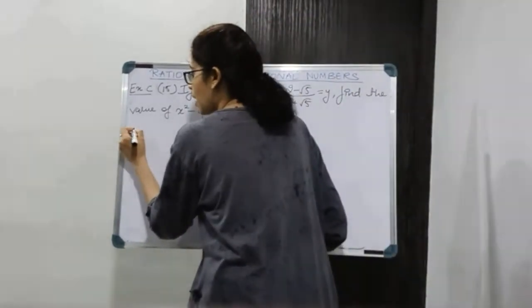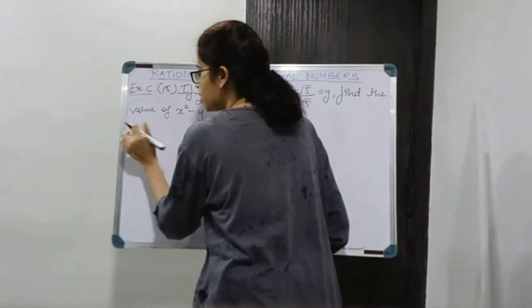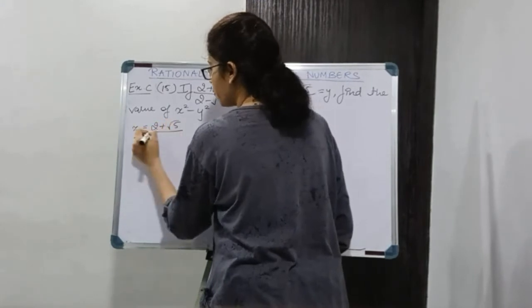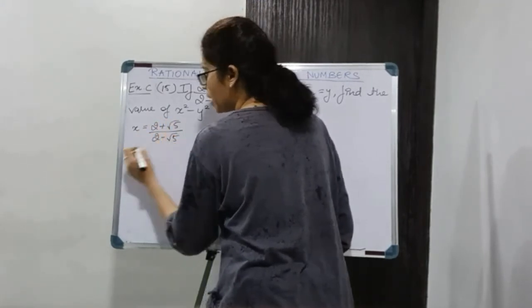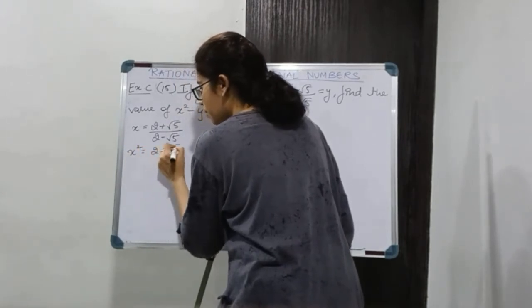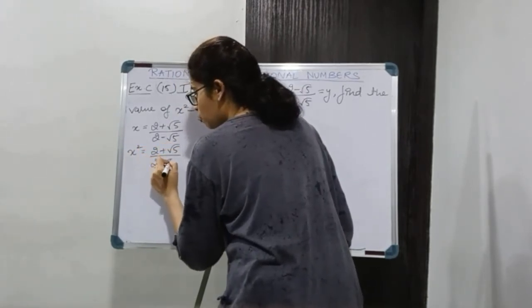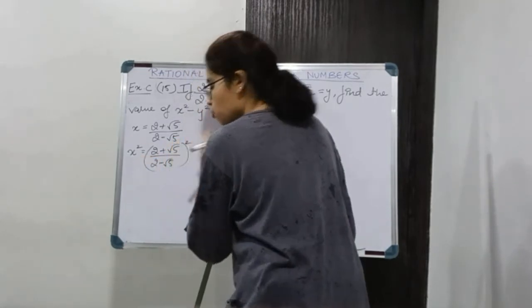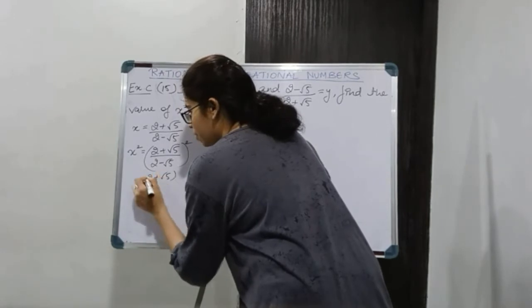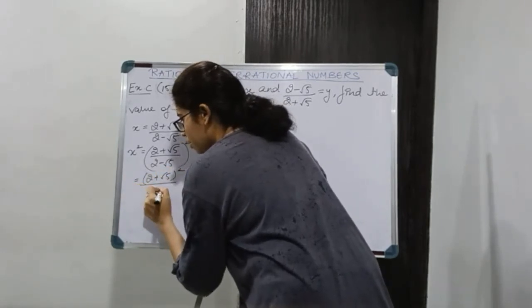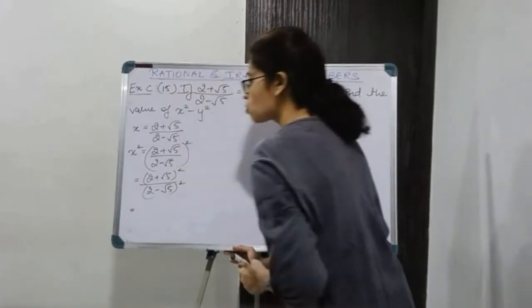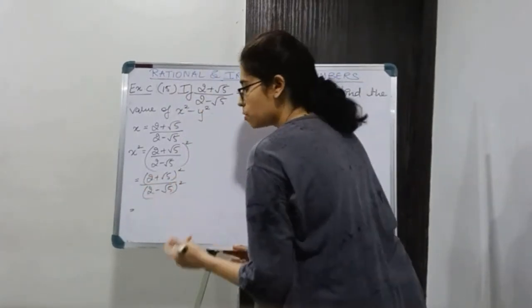So x square, first let us write the value of x. x is 2 plus root 5 upon 2 minus root 5. So x square is going to be the whole thing का square. That is 2 plus root 5 upon 2 minus root 5 का square. So this is 2 plus root 5 the whole square upon 2 minus root 5 the whole square. So it will be a plus b the whole square, a minus b the whole square.